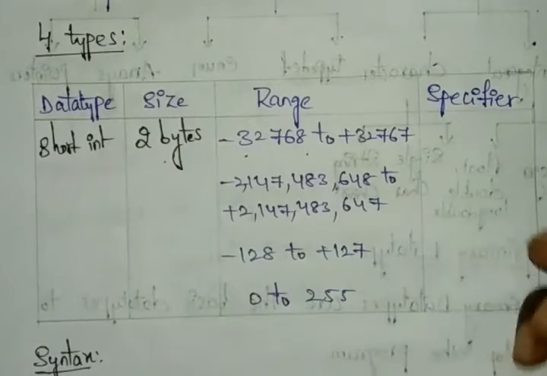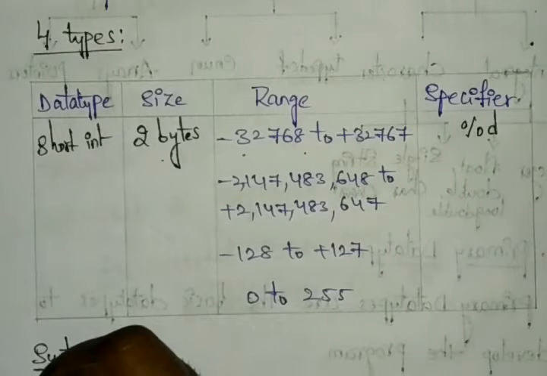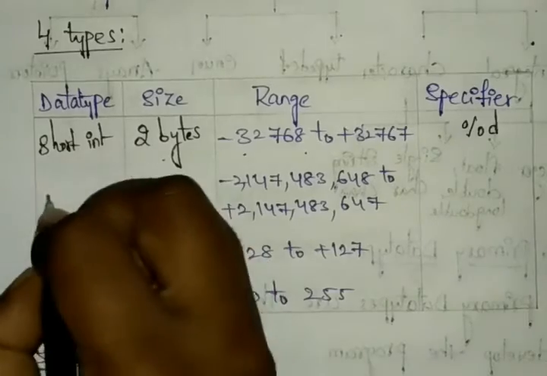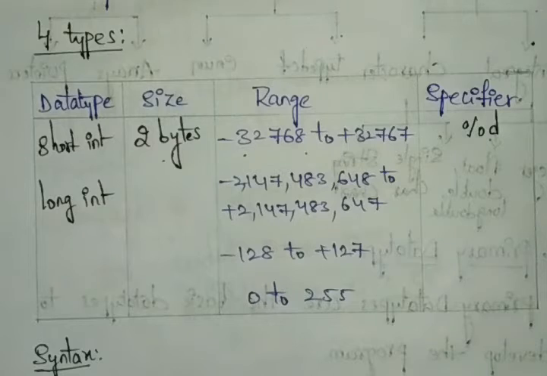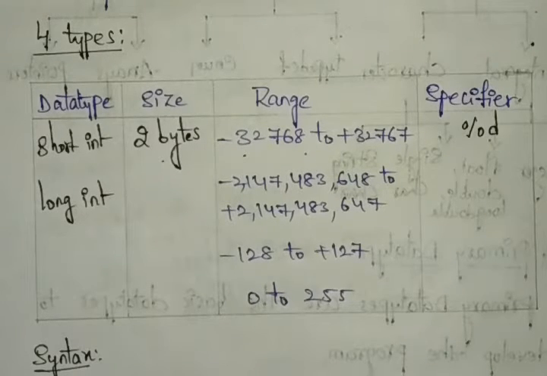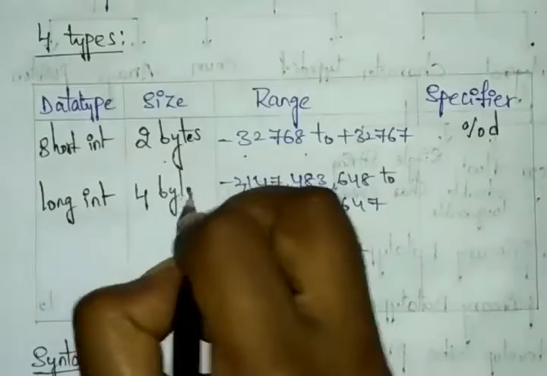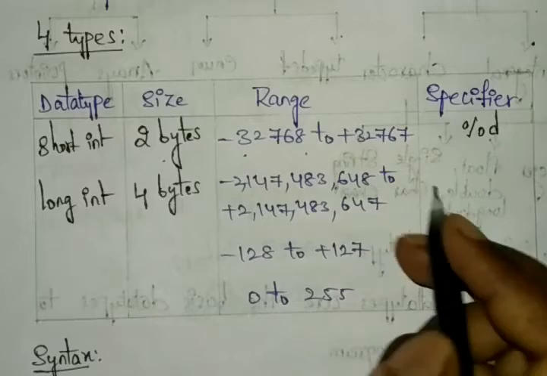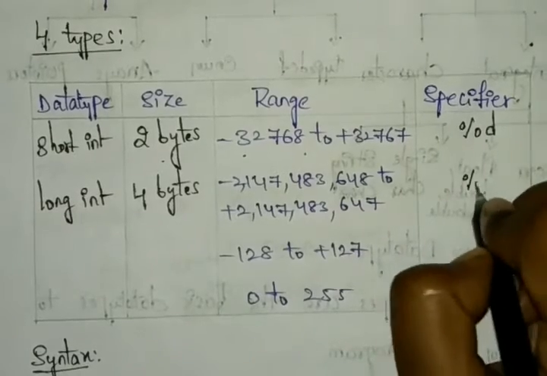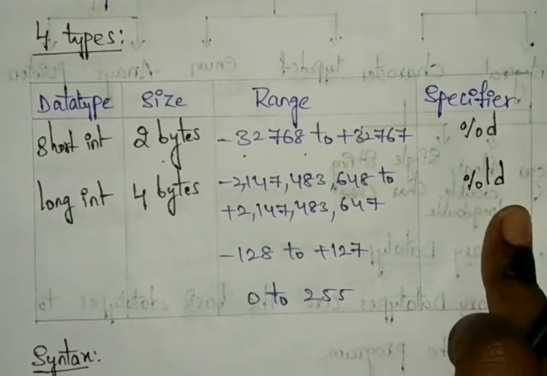And the specifier is the same as the integer specifier, percent d. Next, the second one is long int. If it is a 16-bit computer, it is like our short int. If it is a 32-bit computer, it is like our long int. So it will accept 4 bytes of memory, the same value as we gave for the 32-bit computer. And next, we can call the specifier for this %ld, for long integer, long decimal values.